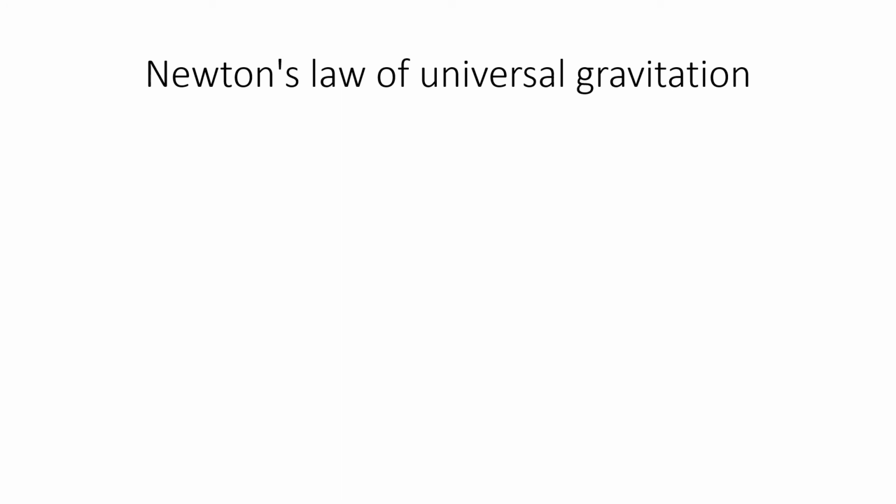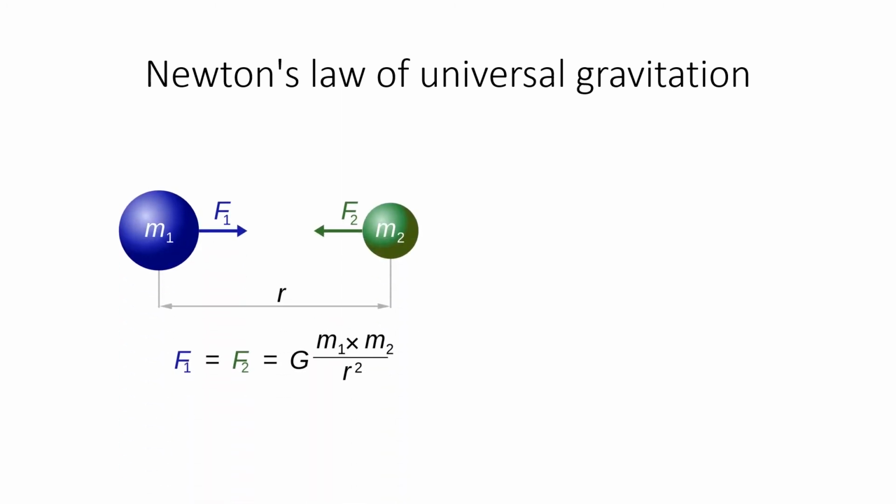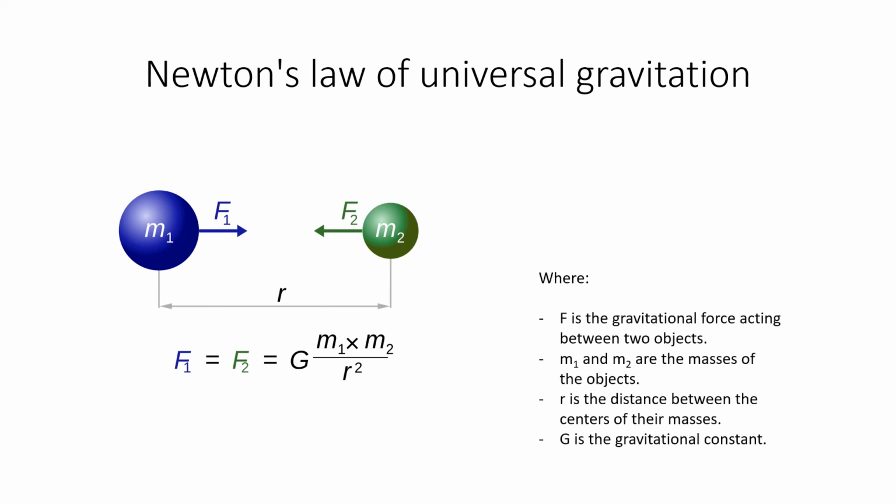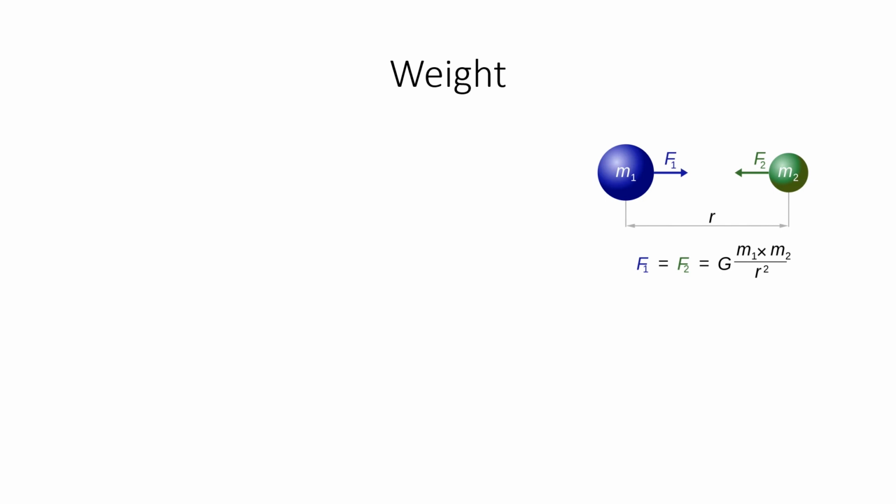Newton's law of universal gravitation. Every particle attracts every other particle in the universe with a force which is directly proportional to the product of their masses and inversely proportional to the square of the distance between their centers. In the case of a particle located at or near the surface of the Earth, the only gravitational force having any sizable magnitude is that between the Earth and the particle. This force is termed the weight.